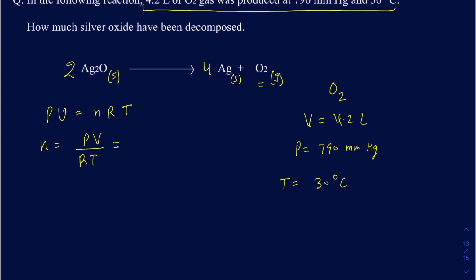You just have to make sure your units are correct when you're using the R. So your pressure, which is 790 mm of mercury, I want to make sure to convert that to atmosphere. So 1 atmosphere is going to be 760 mm of mercury. And then for the temperature, I have to add 273 to that. So that's going to be 303 Kelvin. Okay, so let's see what that pressure is.